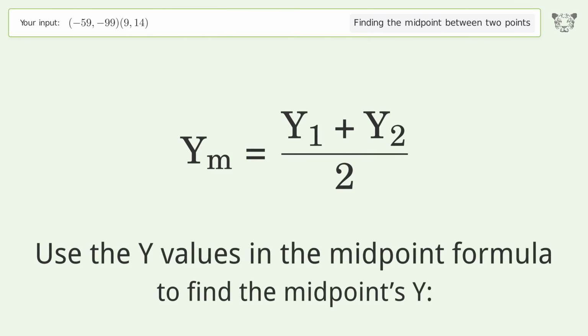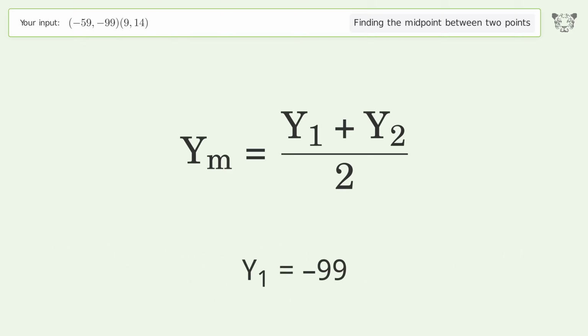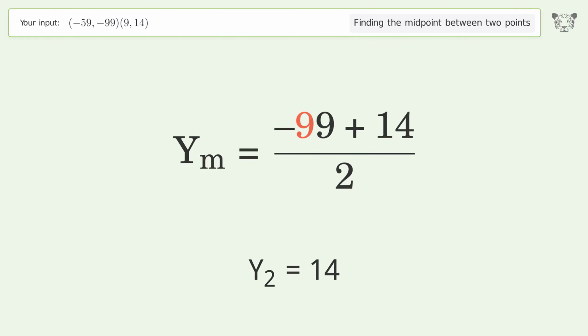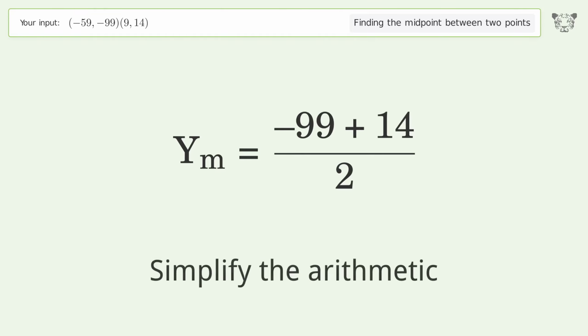Use the y values in the midpoint formula to find the midpoint's y. y1 equals -99. y2 equals 14. Simplify the arithmetic.